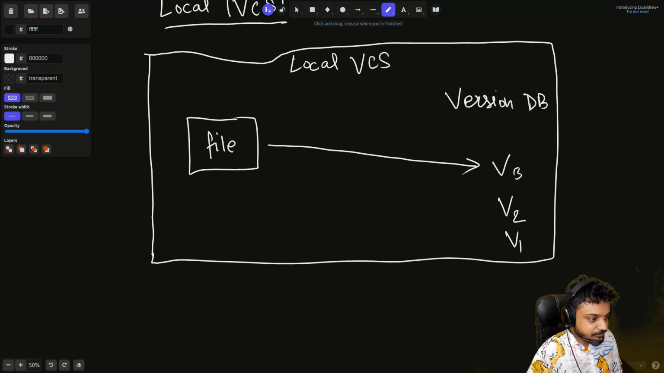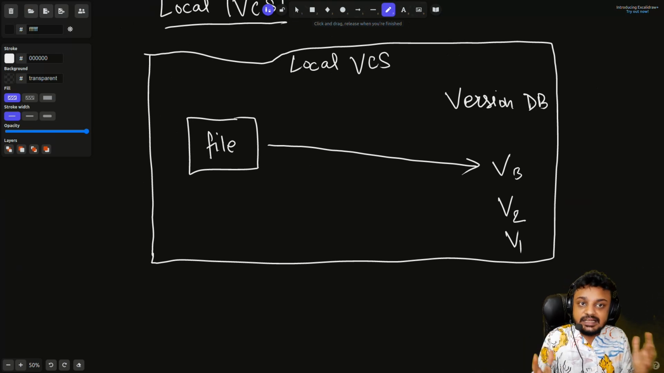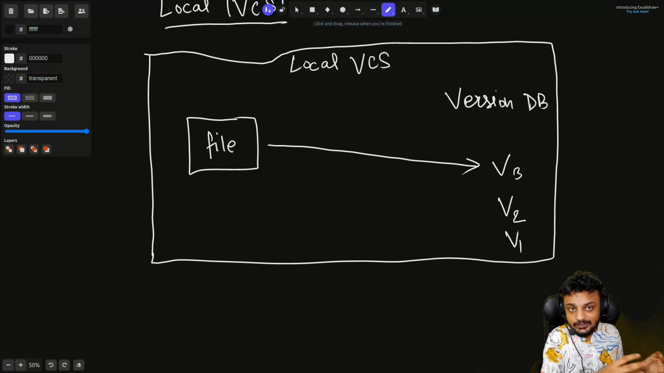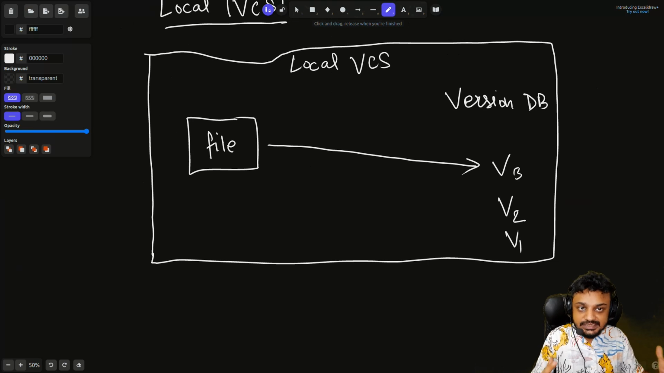So the problem with this local VCS was that whenever we are developing an application, unless it's your personal project which never got completed, most of the large scale products that you would be working on, even in your career when you are doing a job, you won't be the only developer working on it, right? There would be an entire team of developers working on maybe different features.